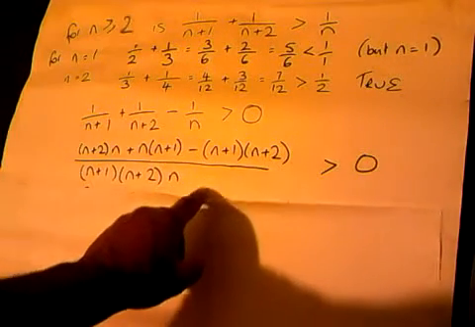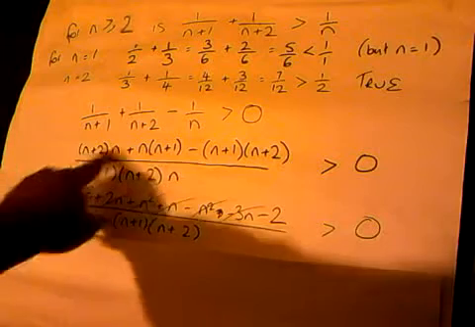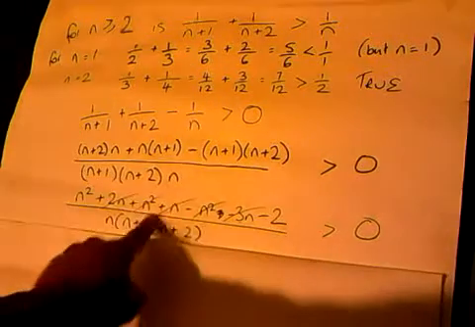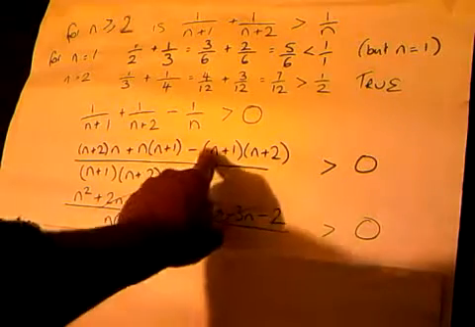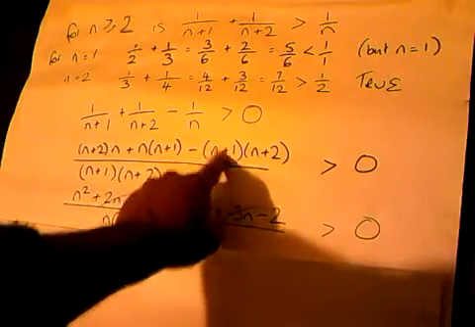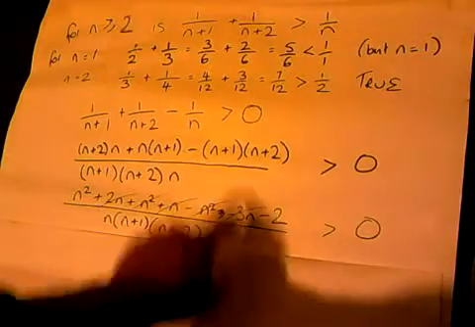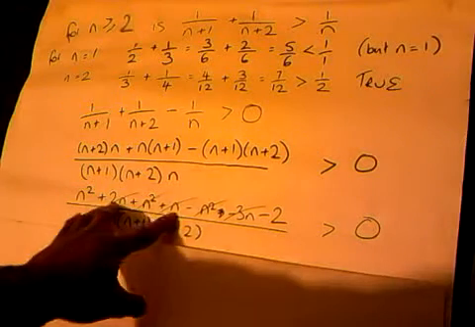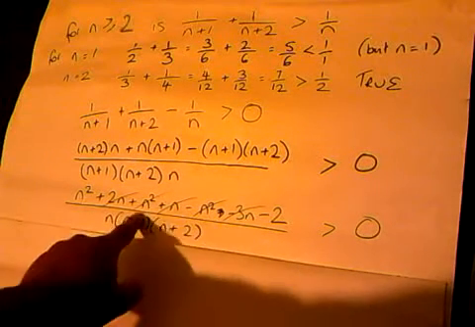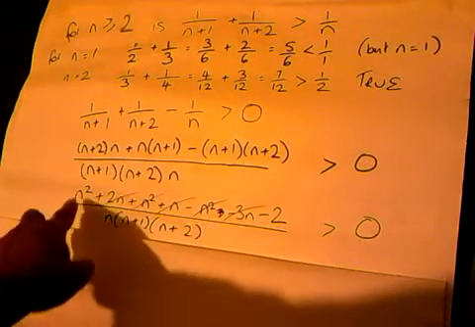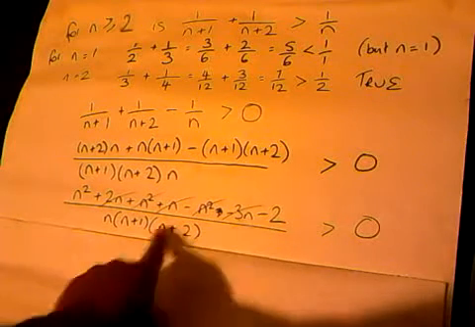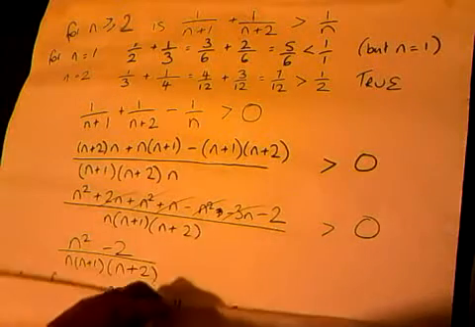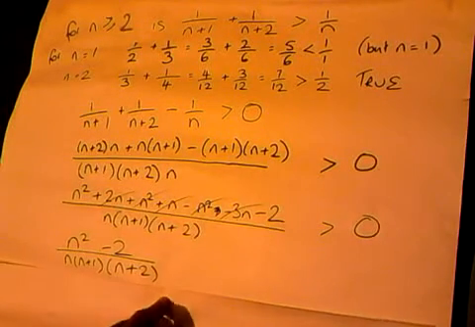Okay, and then expand on that. So n squared plus 2n, plus n squared plus n, take away n squared plus 3n plus 2. And then the things cancel out: 2n plus n, take away 3n, and n squared, take away n squared. And what's left is n squared minus 2, over n times n plus 1 times n plus 2. And there we go. I've cleared it up.